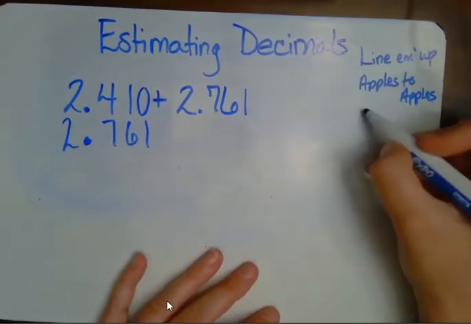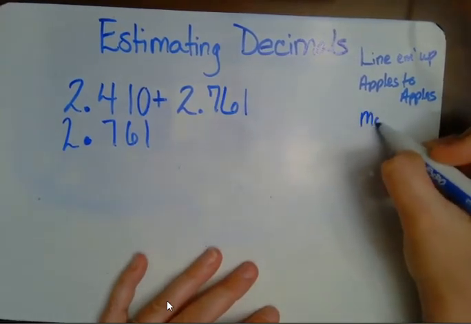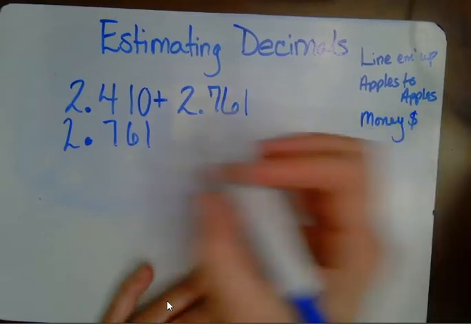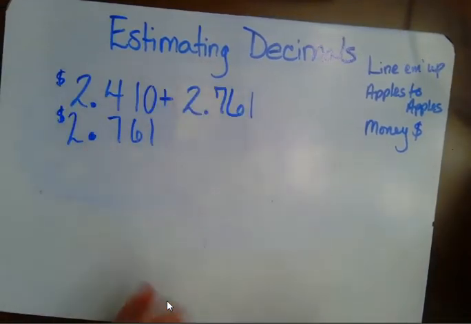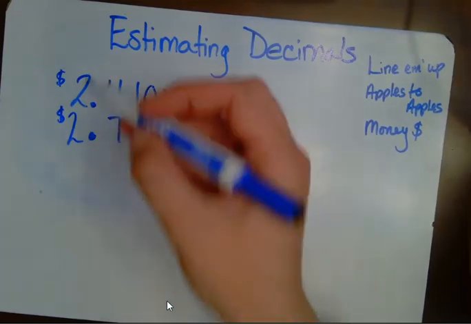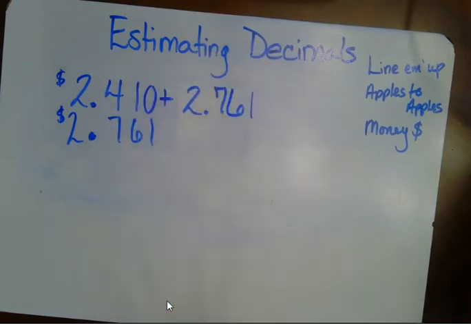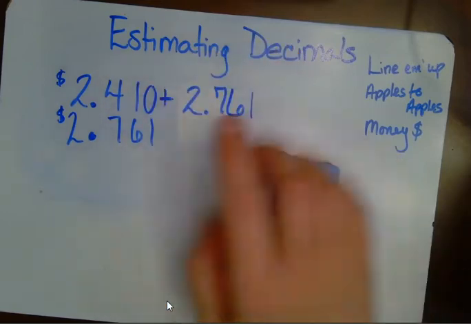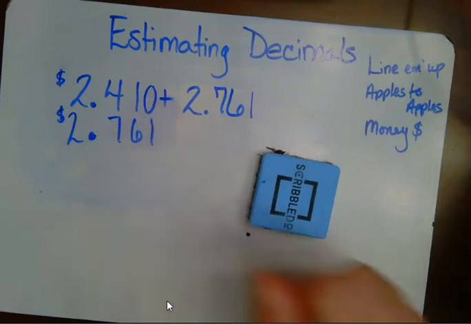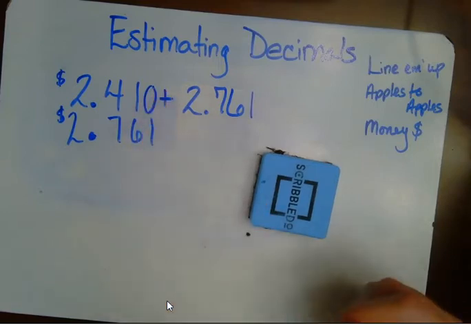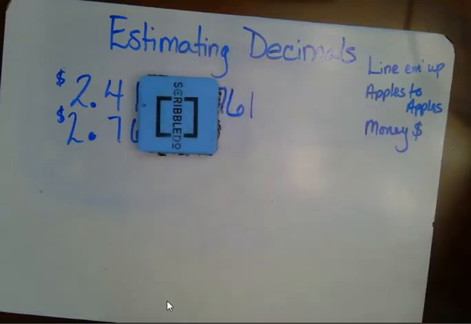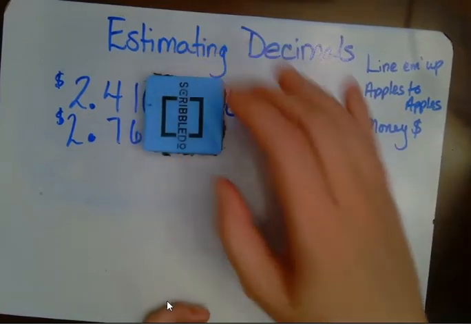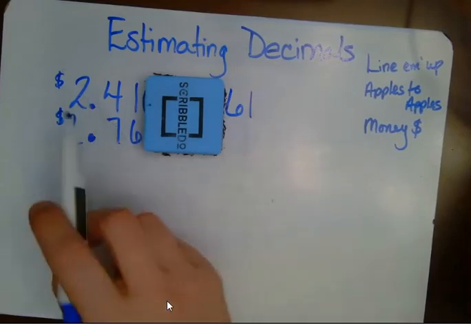The last thing that I can do is think money. Go ahead and put a $ sign in front of each of these, because today what we are going to do is round to the nearest whole number. So I want to think of these two amounts as money. The other thing that you can do, because these numbers are now in the thousandths place, and generally when we think of money, we do not use the thousandths place, cover it up. It doesn't matter.